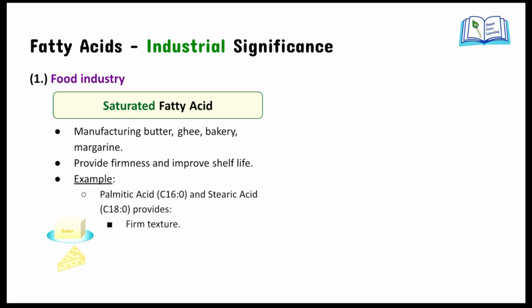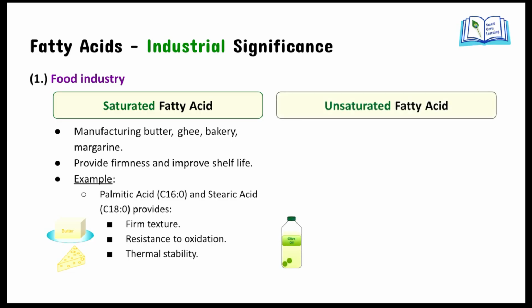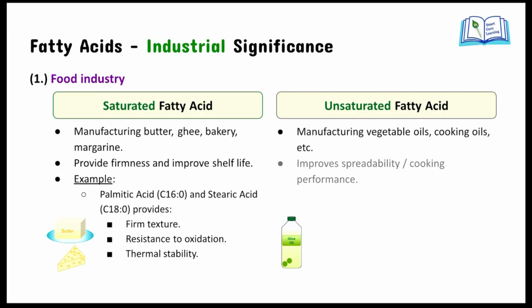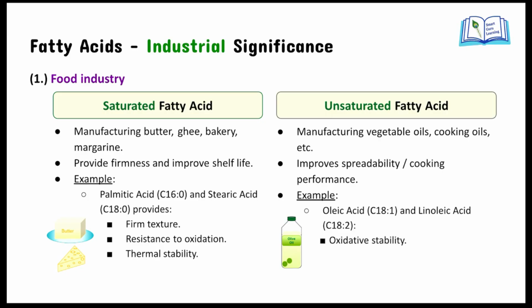For example, palmitic and stearic acids help to maintain structure, prevent rancidity, and ensure product stability during storage and cooking. Unsaturated fatty acids are widely used in vegetable and cooking oils due to their liquid state at room temperature. This enhances spreadability and cooking performance. Fatty acids such as oleic acid and linoleic acid contribute to oxidative stability, extend shelf life, and improve cardiovascular health.